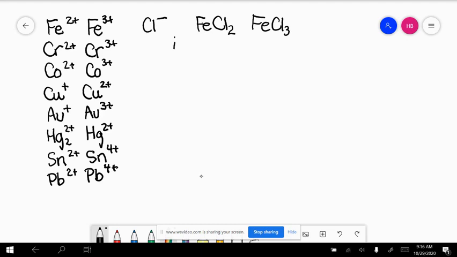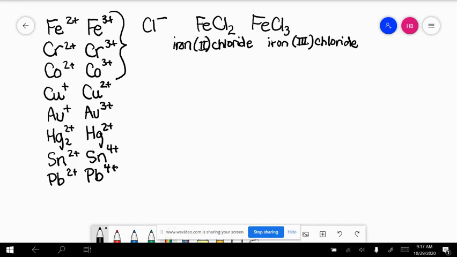This one we name by saying iron 2 chloride. We change the ending to IDE when there's only 2 elements involved in a compound. And here is iron 3 chloride. The same goes for all of the 3 musketeers.